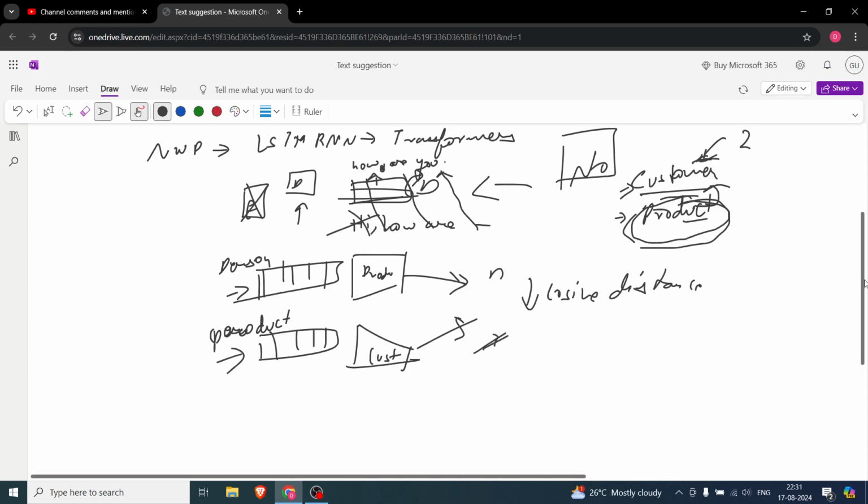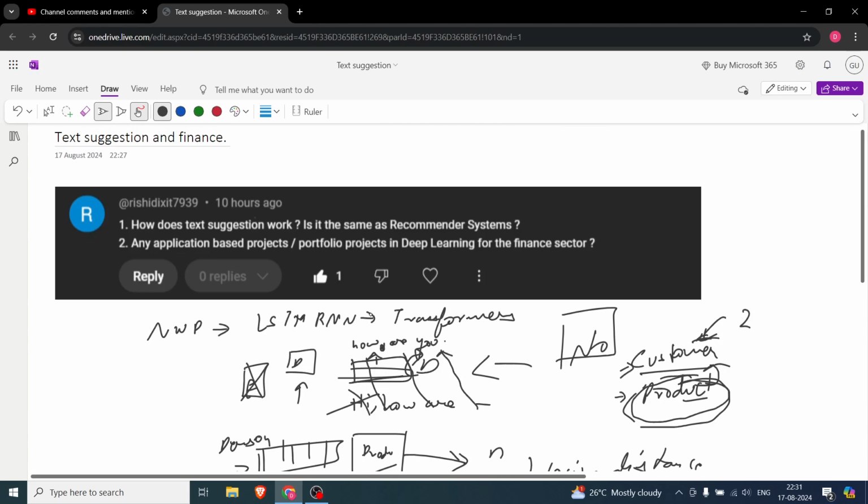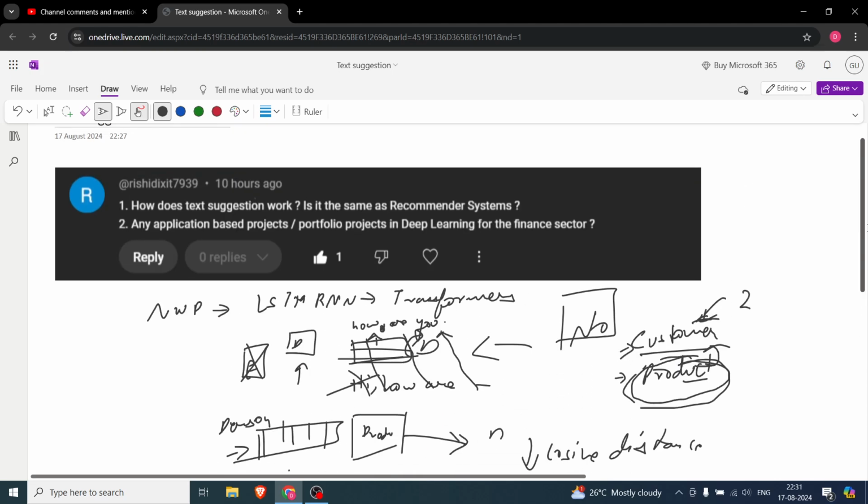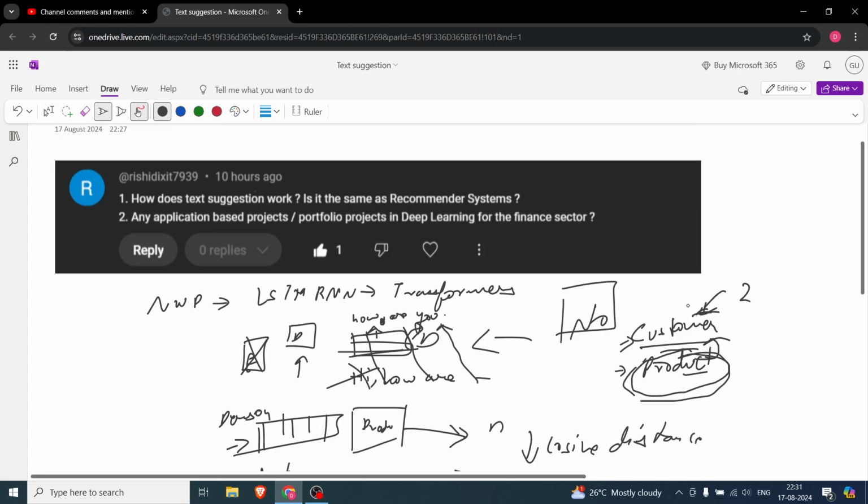So is it the same? No, because next word prediction is based on transformers, and generally speaking we don't use transformers or LSTMs in recommender systems. Recommender systems are basically between two different entities, and it can be more, but generally speaking that is the case.